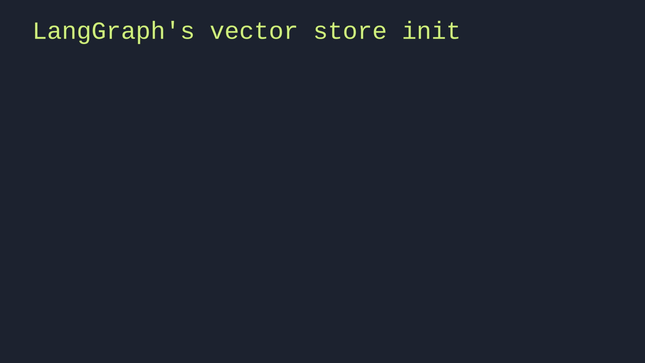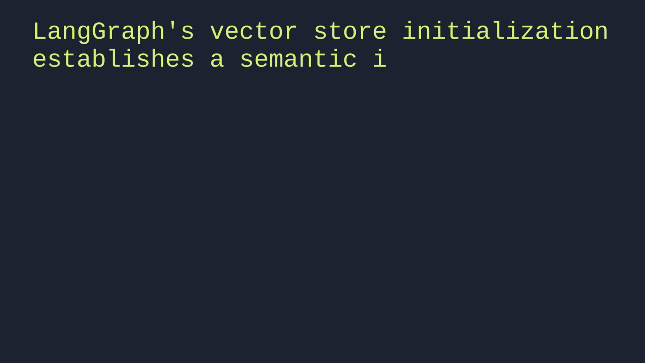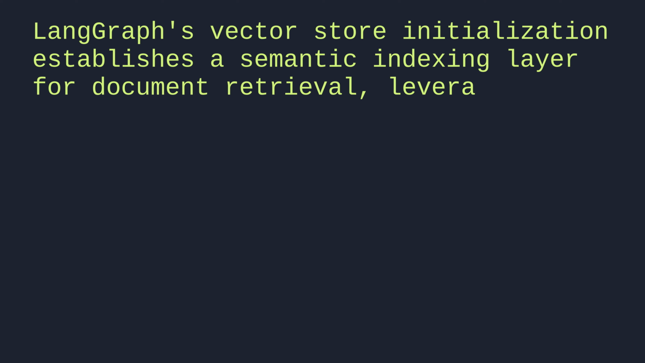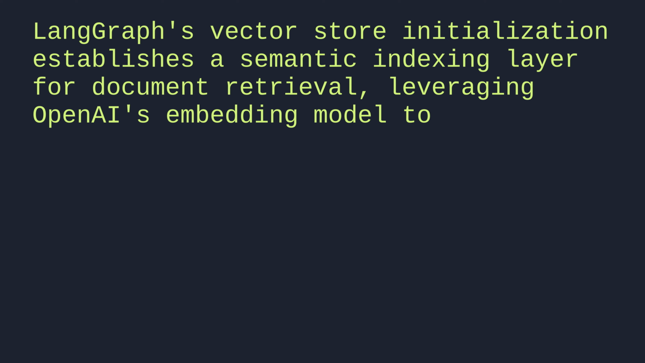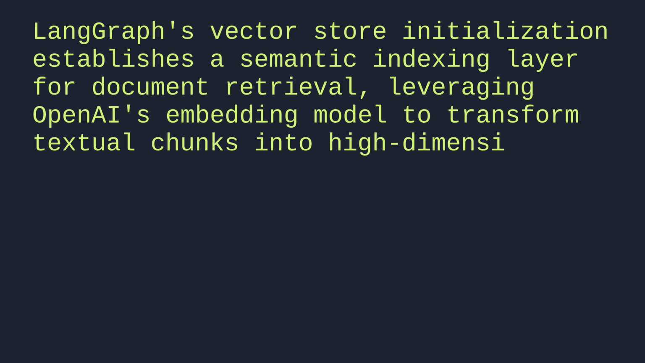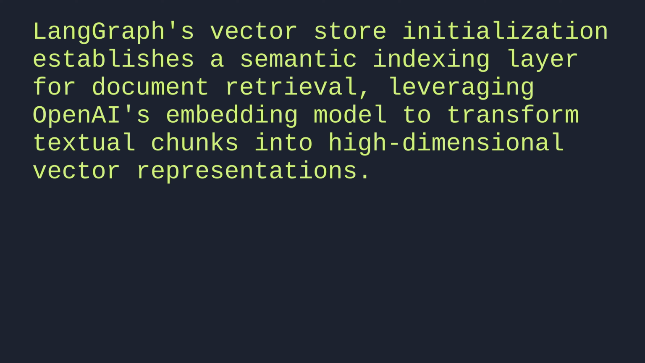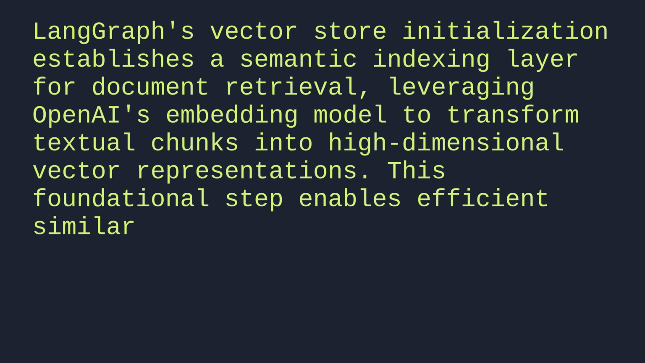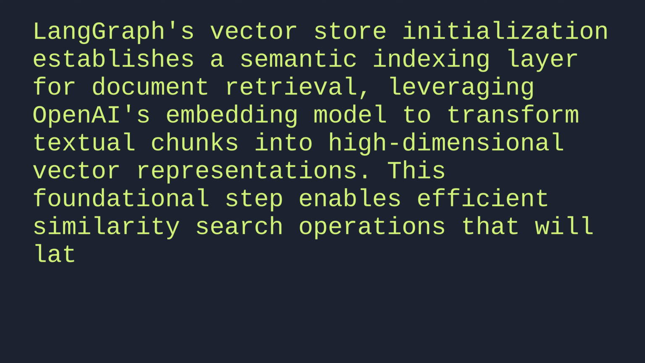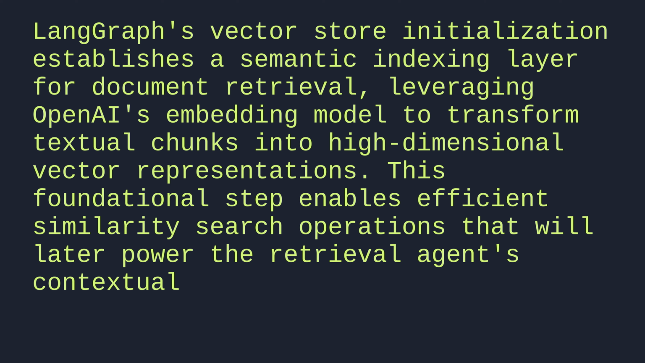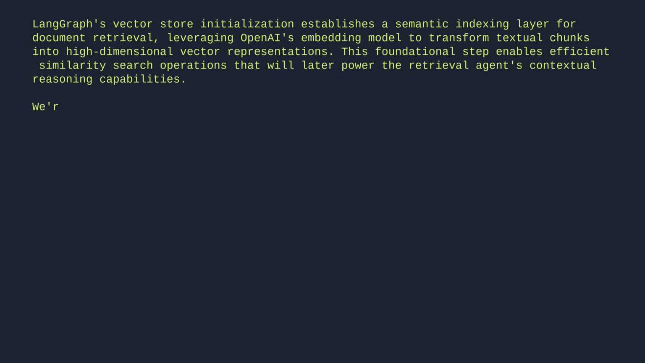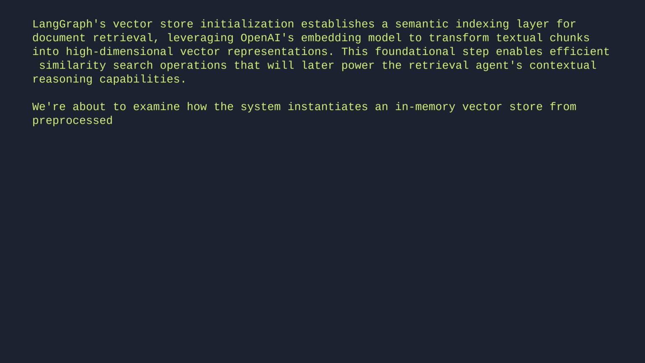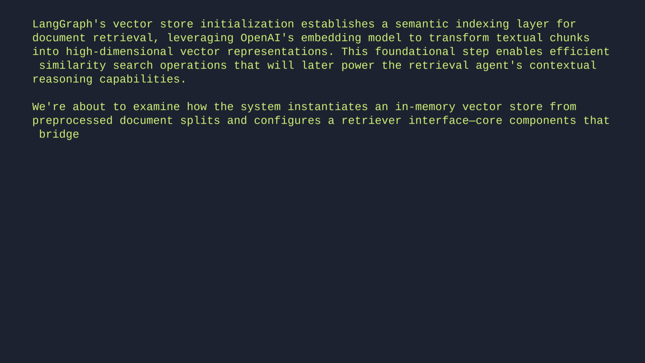LangGraph's vector store initialization establishes a semantic indexing layer for document retrieval, leveraging OpenAI's embedding model to transform textual chunks into high-dimensional vector representations. This foundational step enables efficient similarity search operations that will later power the retrieval agent's contextual reasoning capabilities. We're about to examine how the system instantiates an in-memory vector store from pre-processed document splits and configures a retriever interface, core components that bridge raw text data with the agent's decision-making pipeline.